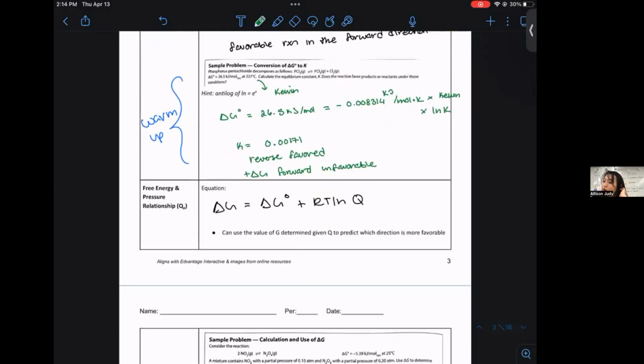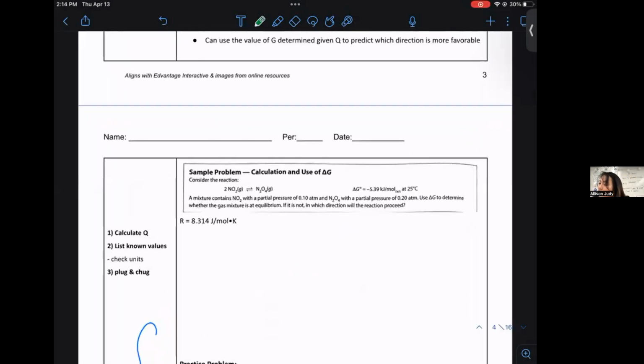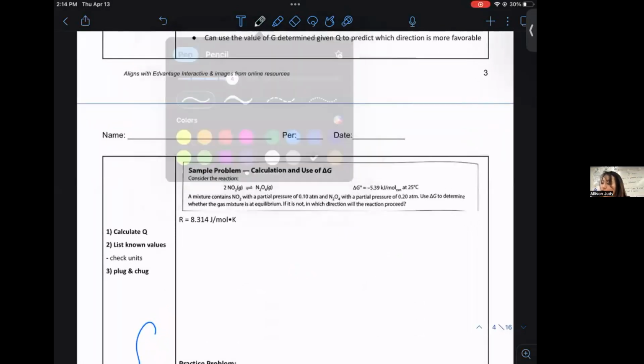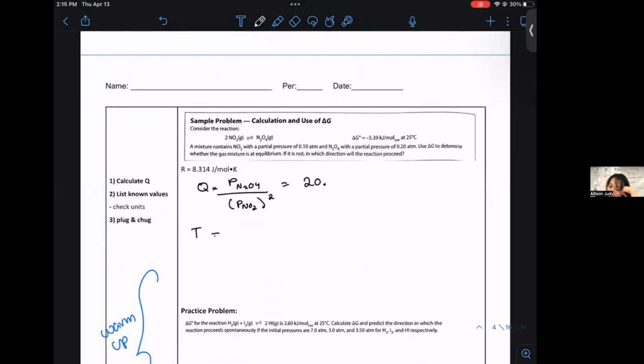Okay, so this next one is again a plug and chug. All you would do here is you were given the partial pressures of these two species. You would find that Q is equal to the partial pressure of N2O4, the product, all over the partial pressure of NO2 raised to the stoichiometric coefficient of 2, which would give you a Q of 20. Then you would turn temperature into Kelvin, and you would get 298.15 because you're told it's at room temp or 25 degrees Celsius. And then you would use R, and of course you want to be careful of the units.